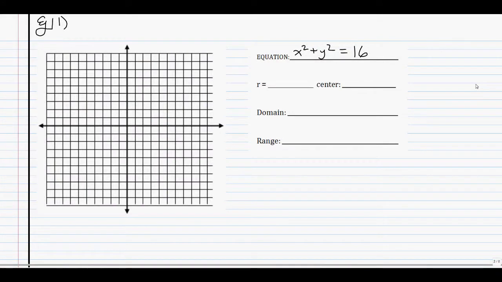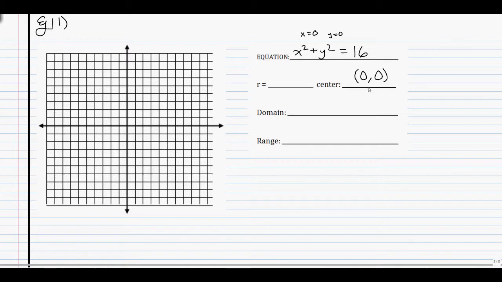If there's nothing in there, right off the bat, we can look at it and say, what makes each one equal to 0? Well, what makes x equal to 0? Oh, look, x equals 0. What makes y equal to 0? Oh, look, y equals 0. Basically, right off the bat, we can see from this circle that our center is 0, 0.